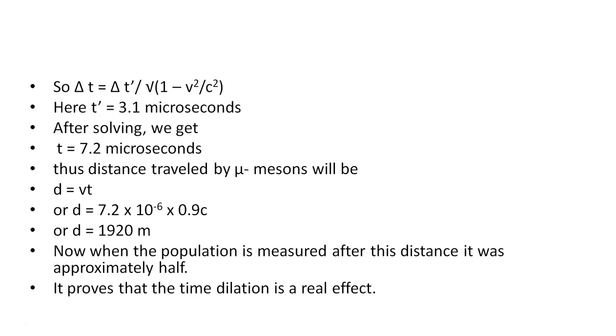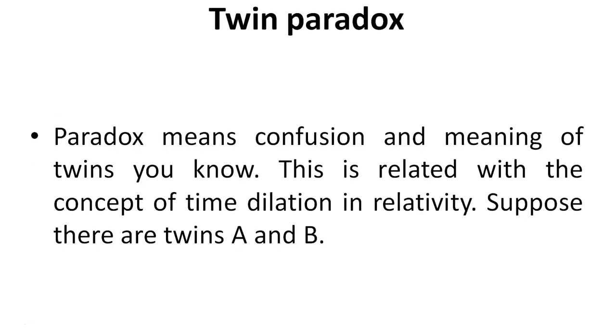So here t dash equals 3.1 microseconds, and if you put t dash in the proper time relation, then after solving we will get t equal to 7.2 microseconds. Then if you calculate the distance, it will be 1920 meters, and after 1920 meters the population will be exactly half, or near about half. So it proves that time dilation is a real effect.